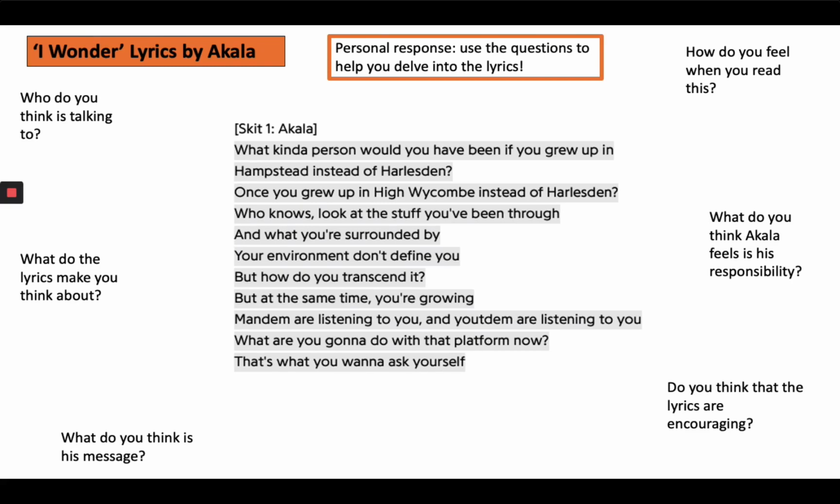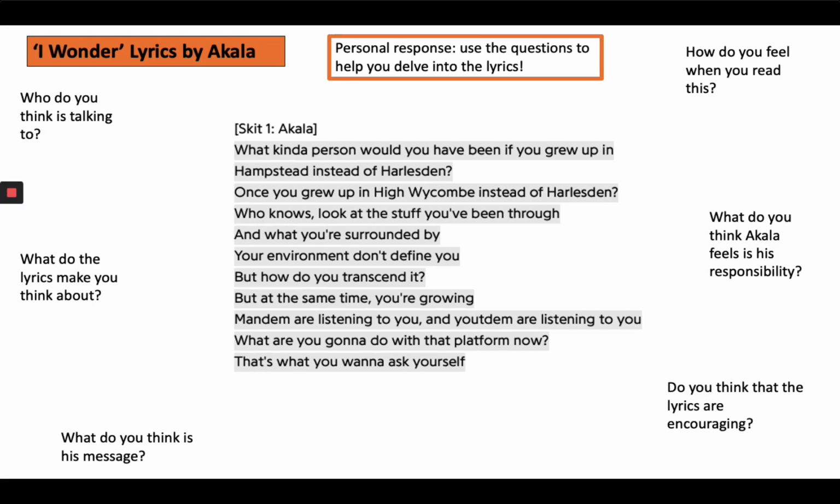So in here, he is talking about his platform. If you have a platform, you're able to reach people, and you've looked at the things that he has achieved, and his voice can reach many, many people. So there's a level of responsibility that comes with that.